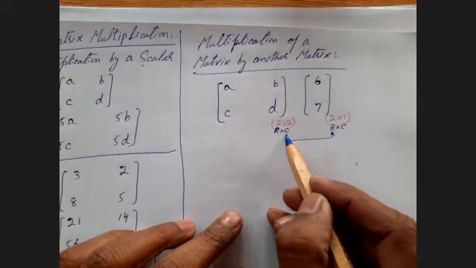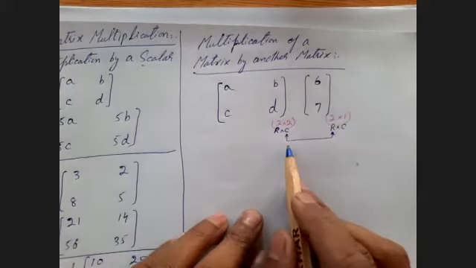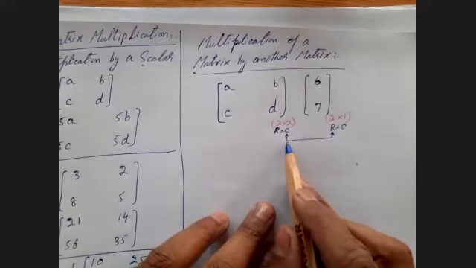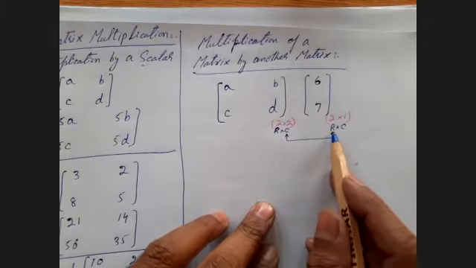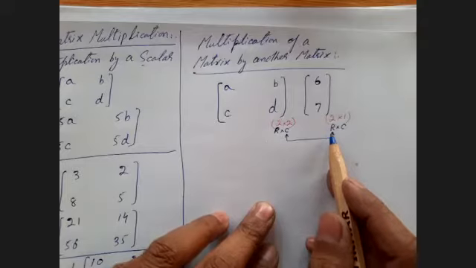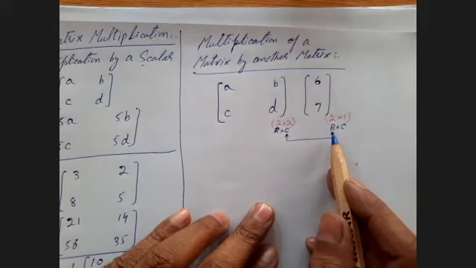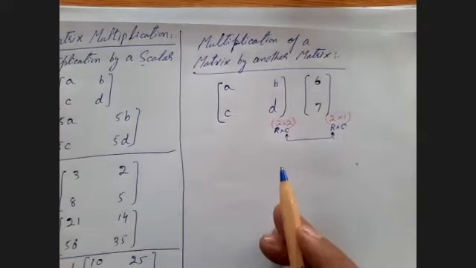For the multiplication, you will have to observe that the column of the first matrix must be equal to the row of the second matrix. This must be remembered before multiplication. Okay, now let me have another example.